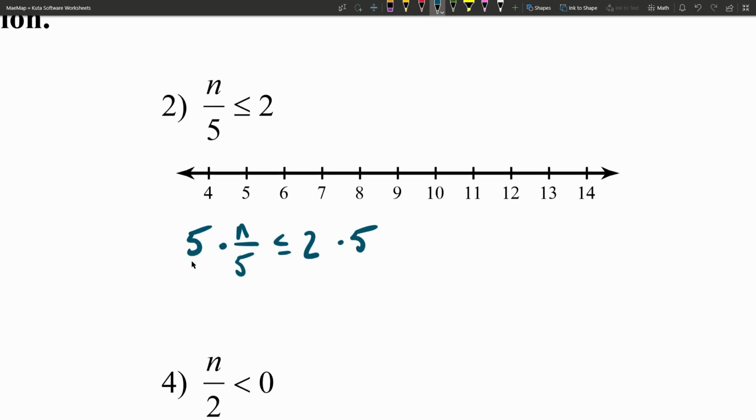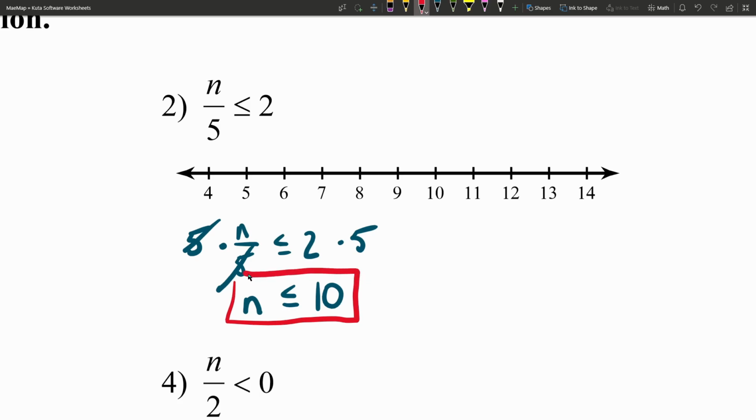Because when I multiply this left-hand side by 5, 5 times n divided by 5, this 5 will cancel out with the 5, because 5 divided by 5 is 1. And 1 times n is simply n. And that's going to be less than or equal to 2 times 5, which is 10. No need to switch that inequality because I didn't divide or multiply by a negative number, so we're going to leave it as n is less than or equal to 10. Finding 10 on our number line, circling it, shading it in, and then shading everything to the left.